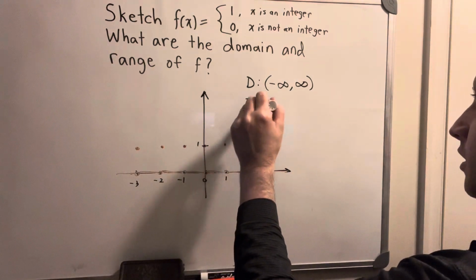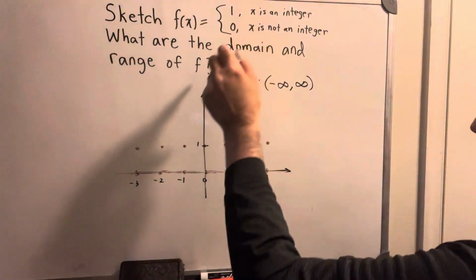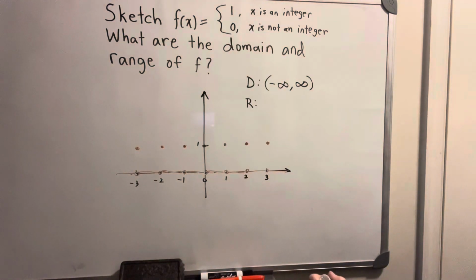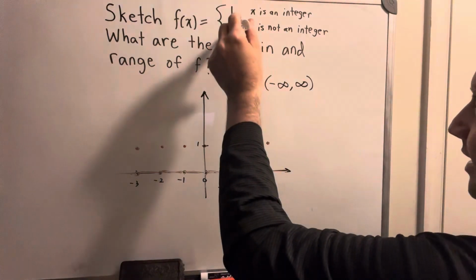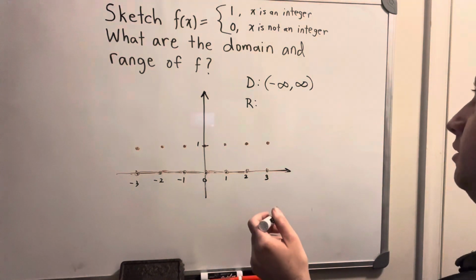But the range for this function, look at this. What values can this function take? Is there even an interval of values? There's actually exactly 2 discrete values that the function can take. 0 and 1, right?